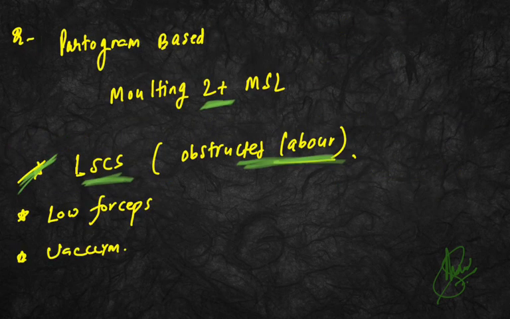Now, partogram shows moulding 2+ with MSL. So, LSCS will be the plan of treatment because it is a case of obstructed labor.